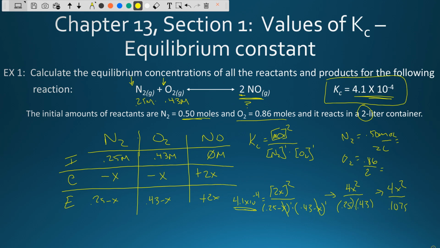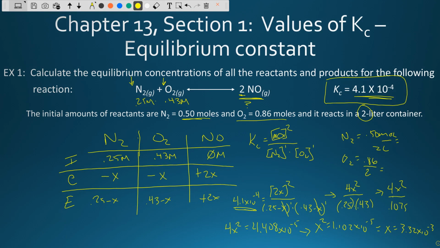So let's get 4x squared by itself. I'm going to multiply 0.1075 times my 4.1 times 10 to the negative 4. And so this ends up being, if I get this by itself, I end up with 4x squared equals 4.408 times 10 to the negative 5. Then if I divide both sides by 4, I end up with x squared equals 1.102 times 10 to the negative 5. And now let's just find x. Okay, so I'll take the square root. And so that ends up being x equals 3.32 times 10 to the negative third.